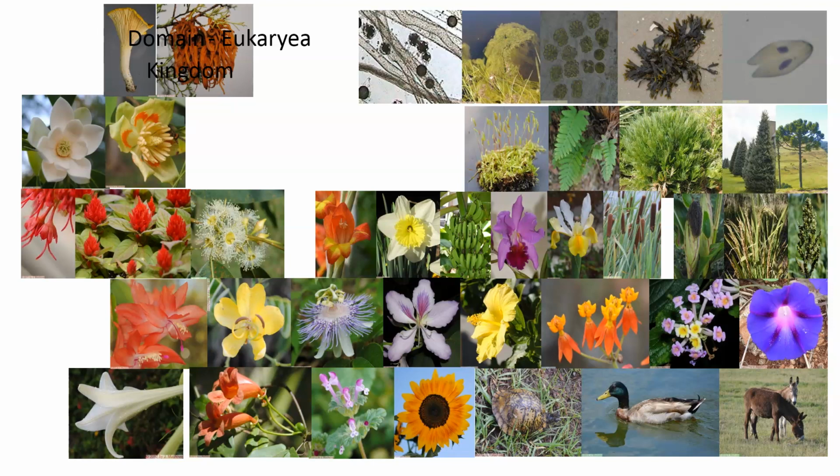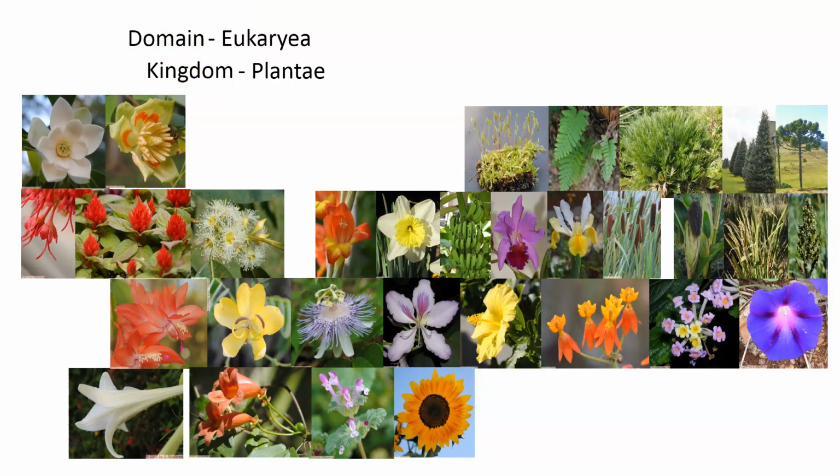The next thing we're going to look at is the kingdom, and in this particular case it says Plantae. So we're going to take away anything that is not considered to be in the kingdom Plantae, which means what did we just lose out of there? We lost the fungi, we lost the algae, we lost the animals. You see that? And now we're just dealing with plant things.